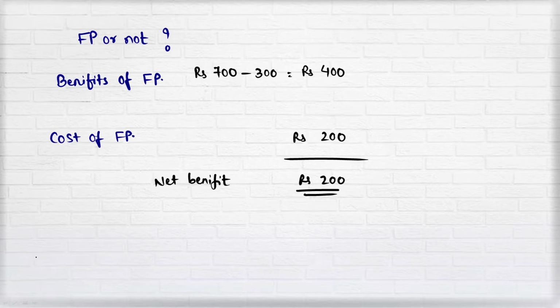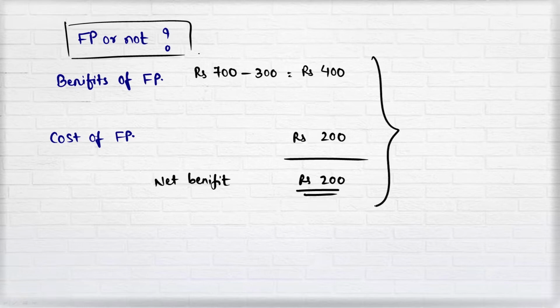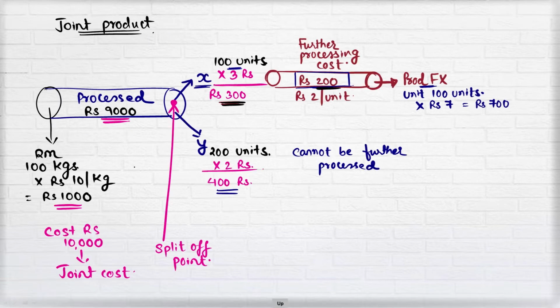There is no question in product Y because further processing of product Y is not possible. This is further processing decision. This also we are going to do. Where is joint cost in this decision? There is a joint cost of 10,000 rupees. Should be considered, should not be considered? Yes or no? Why not?